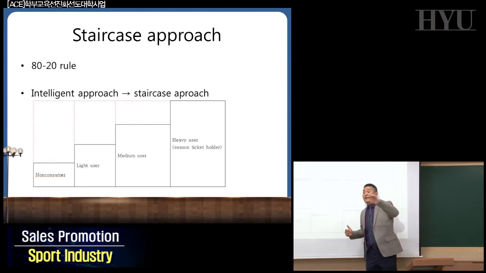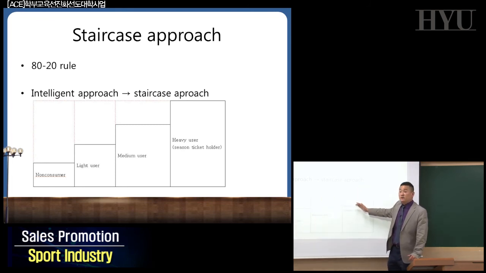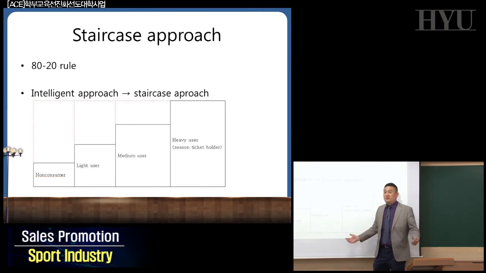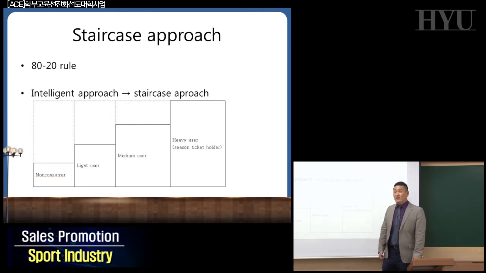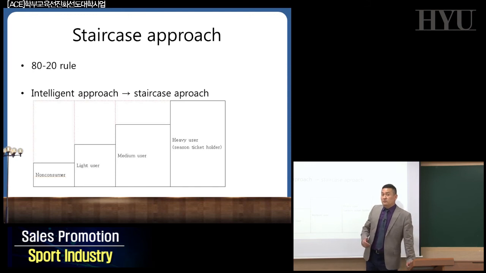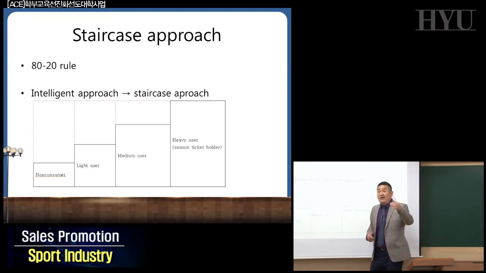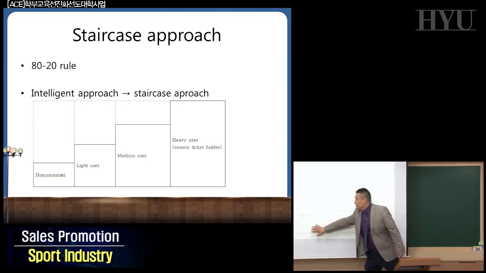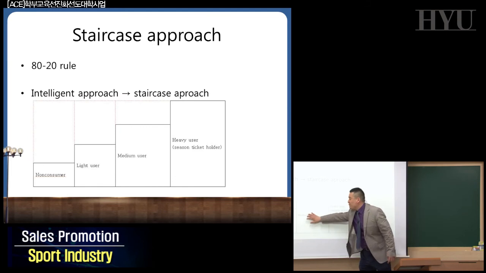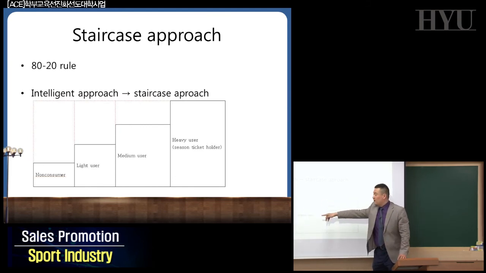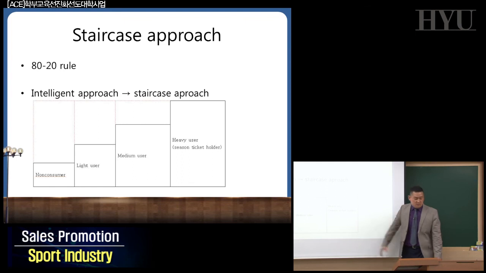That is the final goal. But you guys know the consumers, right? Sometimes there is a non-consumer, sometimes a light user and medium user, but sometimes a heavy user. Light user and medium user, for example in a baseball game, are people who attend just once a month, whatever. But how about the season ticket holder? They attend almost every game, every game, right? So every time, the people will be separated into four groups, from non-consumer through heavy user.